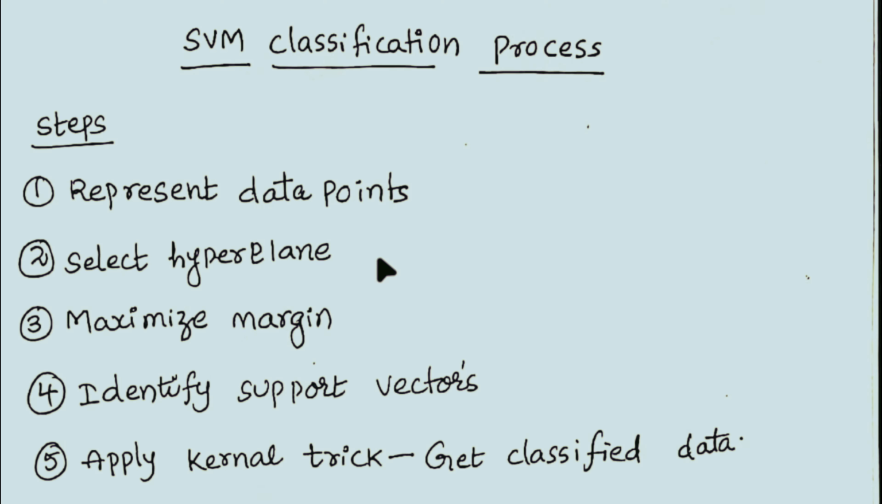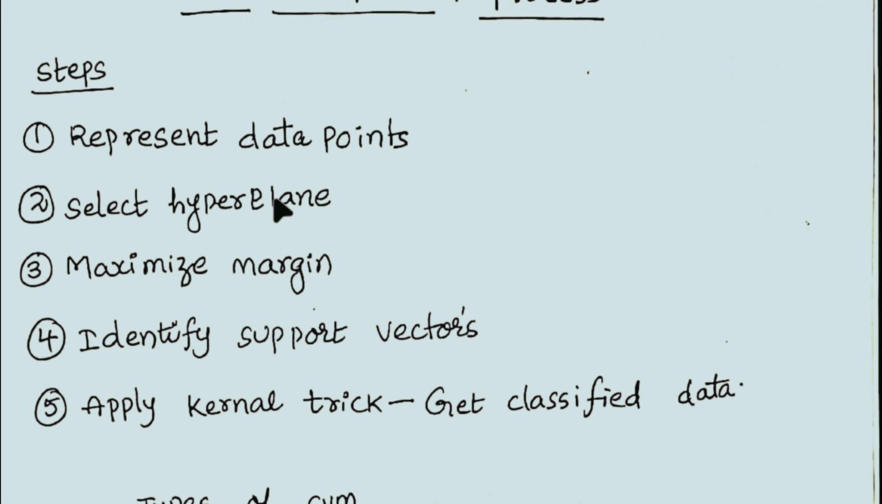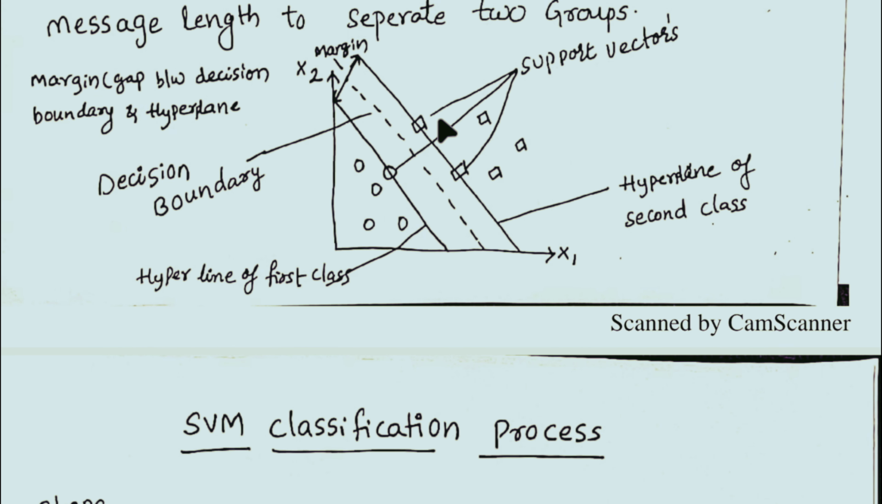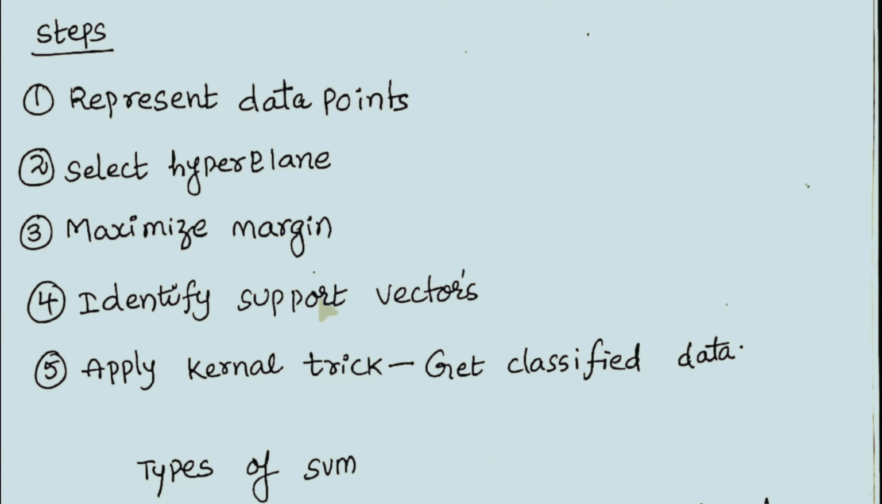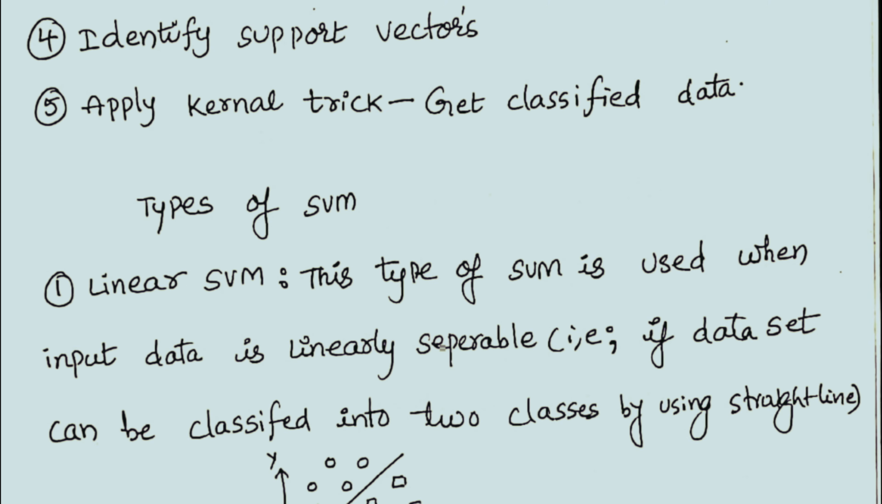Okay, so in order to classify the data, you must use these five steps. First one is to represent data points, second one is to select the hyperplane. So we must select the hyperplane, third one is to maximize the margin, fourth one is to identify the support vectors. You see here we identify the support vectors, so these are called support vectors. Next, the last one, apply kernel trick to get the classified data. So in order to get classified data, we are using the kernel trick in SVM. So let us move next.